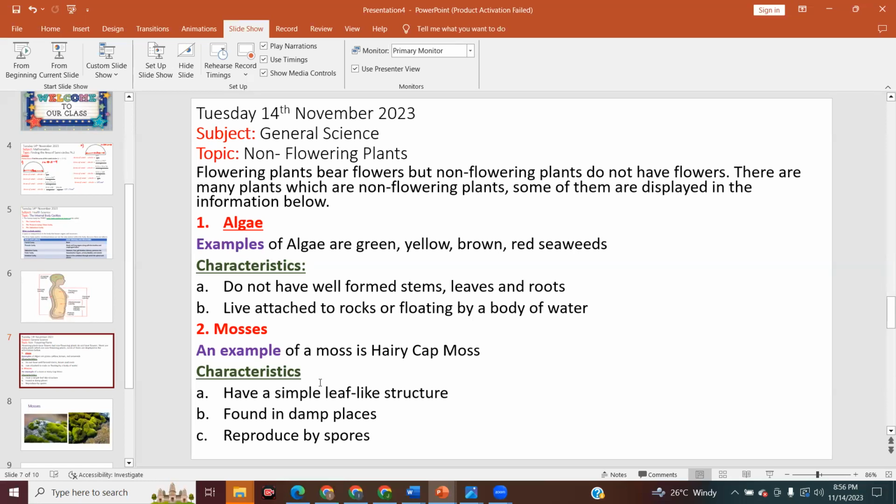Once you're ready, finish with this, take a picture of it and send it to me via WhatsApp. Again, once you finish with this, take a picture of it and send it to me via WhatsApp.